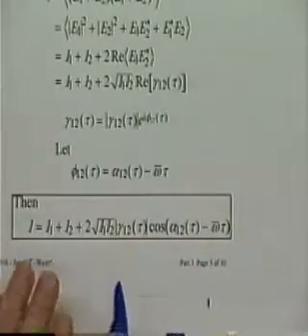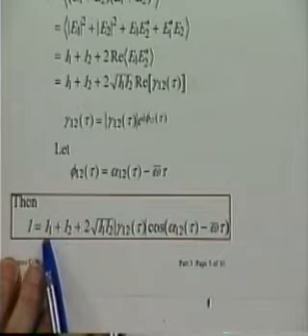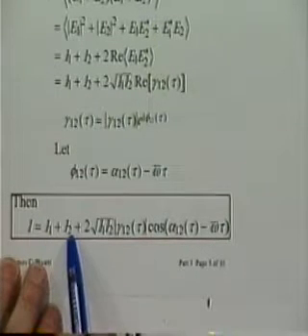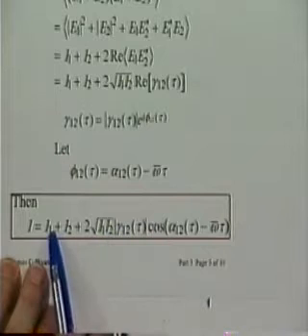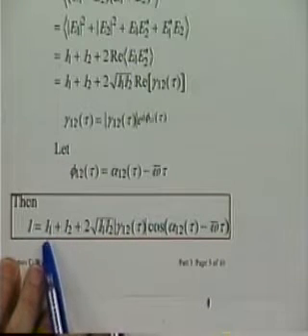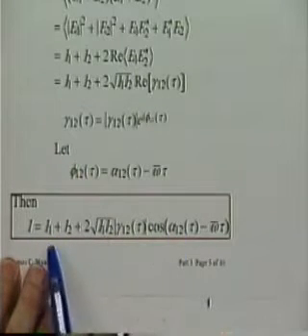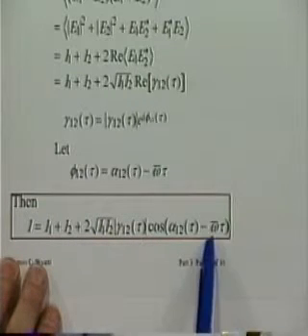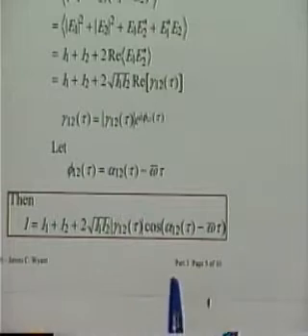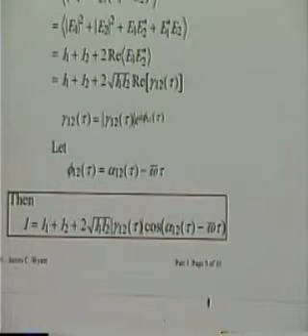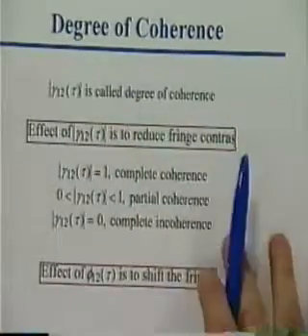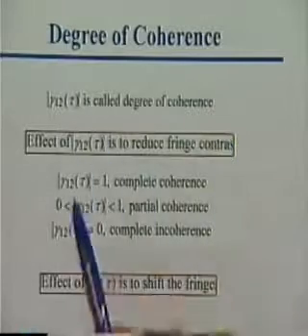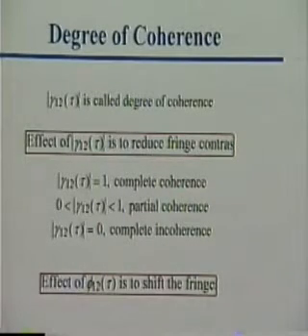If we had the situation where I1 is equal to I2, then we could factor that out, and we'd have 2 I1 times 1 plus the magnitude of gamma 1, 2 of tau times the cosine. This gamma 1, 2 of tau is called the complex degree of coherence, and its magnitude is just called the degree of coherence.